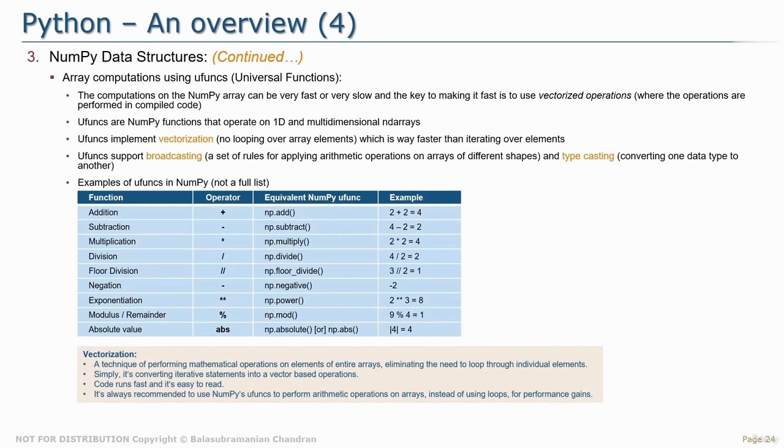A technique of performing mathematical operations on elements of entire arrays, eliminating the need to loop through individual elements. Simply, it is converting iterative statements into vector-based operations. Code runs fast and it is easy to read. It's always recommended to use NumPy's ufuncs to perform arithmetic operations on arrays instead of using loops for performance gains.